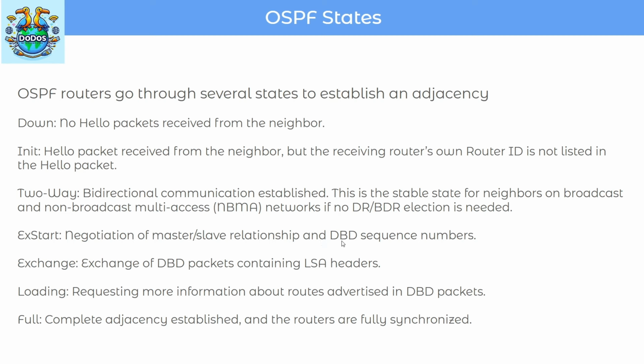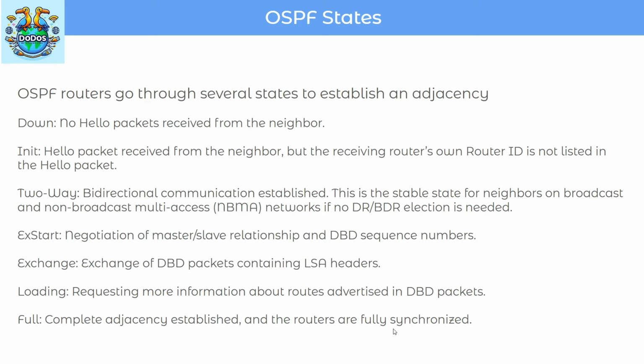Relationship and DBD sequence numbers. So that's how that works. The exchange is exchange of DBD packets containing LSA headers. Loading is requesting more information about routes advertised in DBD packets, and full is complete adjacency established and the routers are fully synchronized.